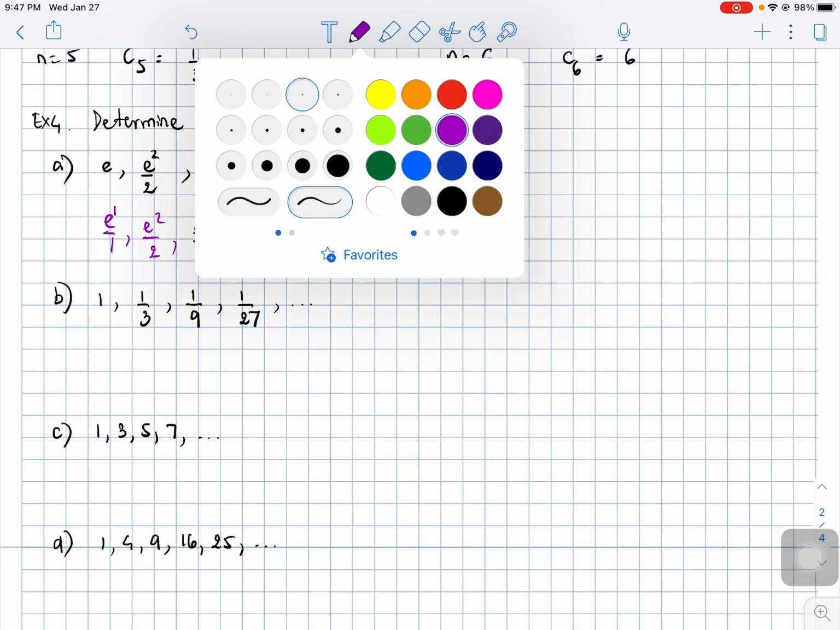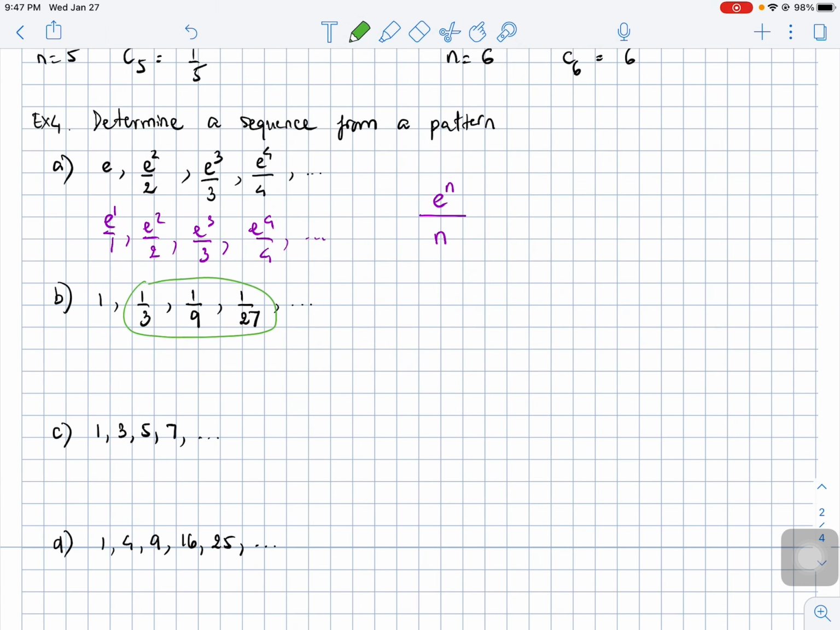In problem B, if we just have 1 over 3, 1 over 9, and 1 over 27, then we have 3 to the 1, 3 squared, and 3 cubed. So we have a fraction 1 over 3. 3 is the same number for the base and the exponent is changing. So we should have the variable for the exponent be n. If we plug in n equal to 1, we will get 3 to the 1, n equal 2, then we get 3 squared, and so on. So we have 1 over 3, 1 over 9, and 1 over 27.